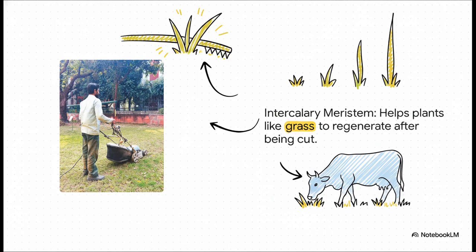And check this one out, this is so clever, the intercalary meristem. This is exactly why you can mow your lawn and it just grows right back. In plants like grasses, this tissue is at the base of the leaves. So when a lawnmower or a hungry cow comes along and chops off the top, the plant can just regenerate from the bottom up. Pretty smart design, right?